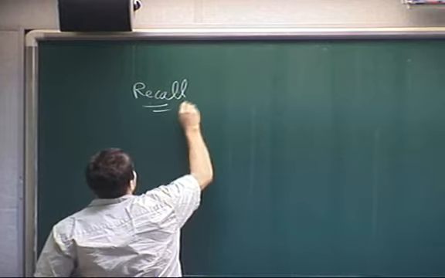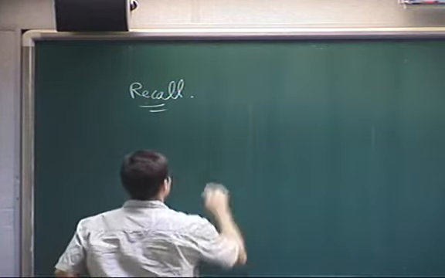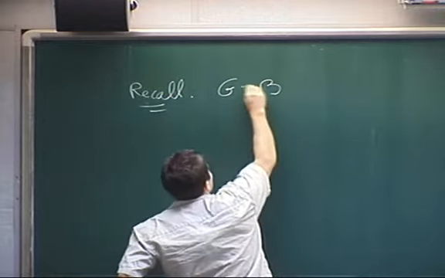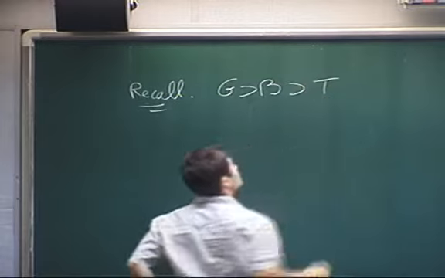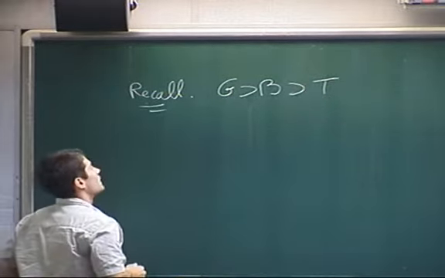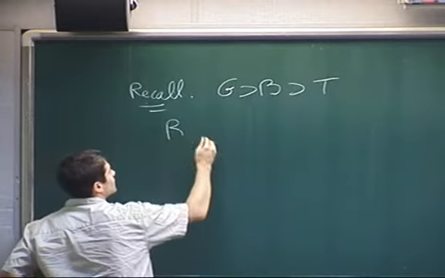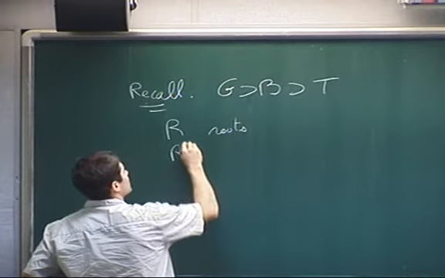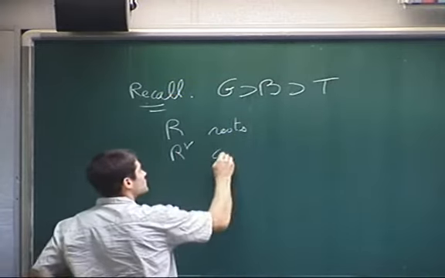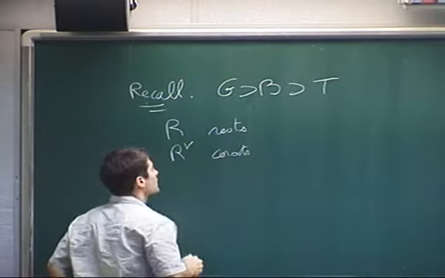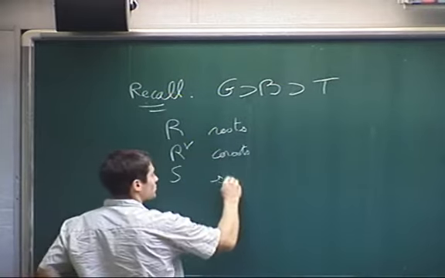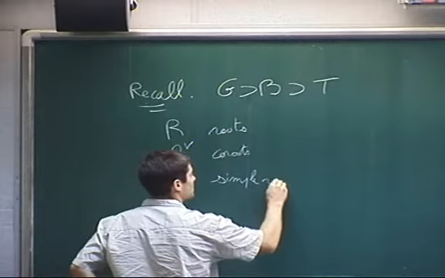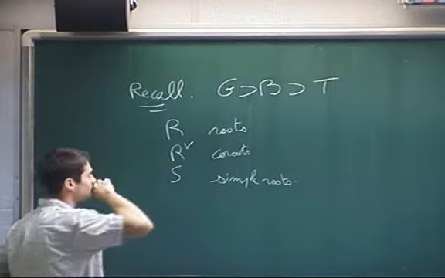The notations on the group. So we have a semi-simple group, we have a Borel subgroup, and we have a maximal torus. And then we define R as the set of roots, and we have R dual, the set of co-roots. We also have S, the set of simple roots, so it's a basis of the positive roots. All these sets are finite.